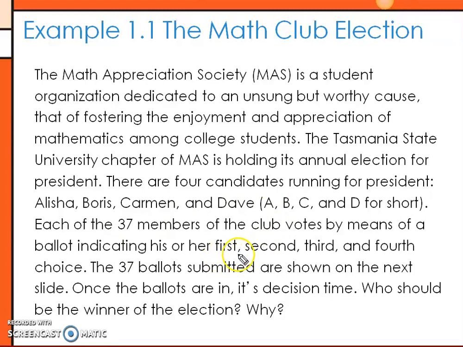They put who they want first, second, third, fourth, so they must be doing something like a president election. Out of the ballots submitted, who should be the winner and why? We're not going to figure out who should be the winner yet in this section, but we're going to look at the actual ballots and say how we would determine that.